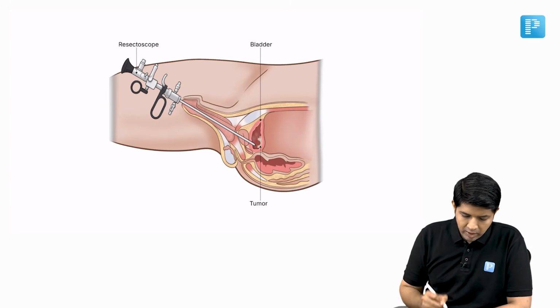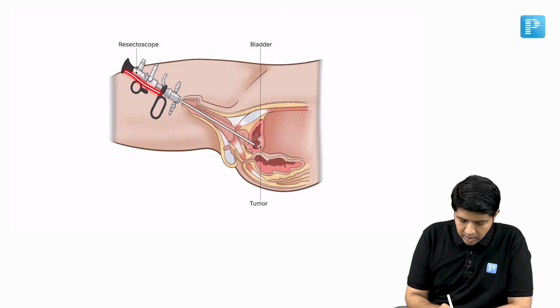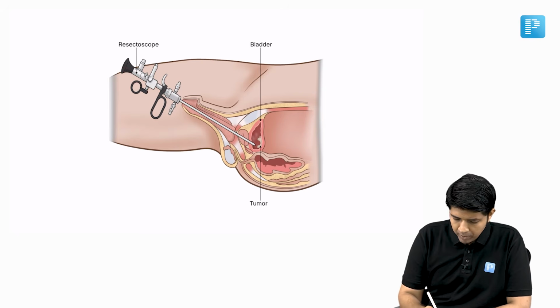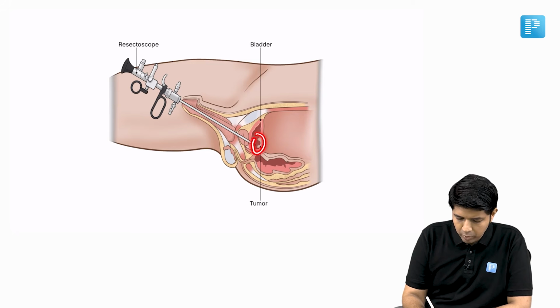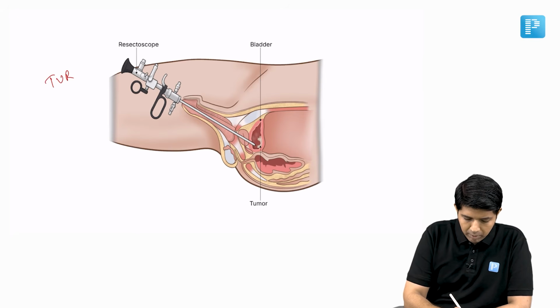So this is an image of a transurethral resection of the bladder tumor. You can see this is the resectoscope. Basically it is an addendum to your cystoscope. You go in, you find the tumor, identify it, remove that tumor and you come out. This is what is your TURBT.